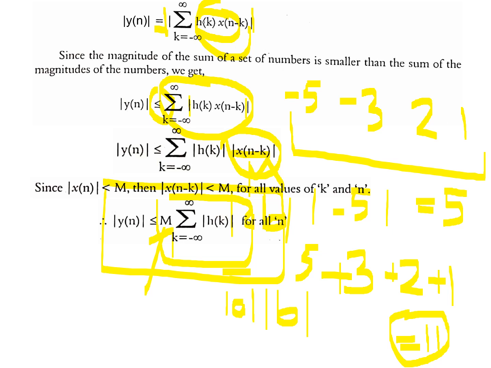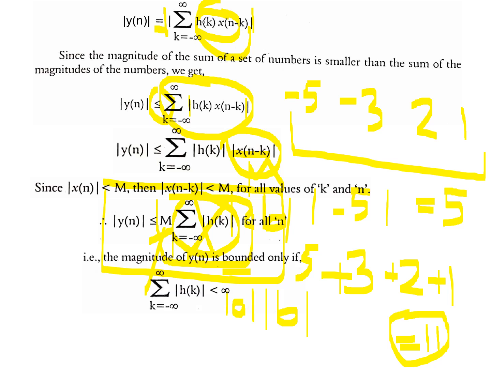Now mod of y of n is finite only when the second term, that is the summation of h of k, if I add all the values of h from minus to plus infinity, is finite. That is, h of k should be absolutely summable. It should be a finite sum. So that is the condition for stability. Now this system is stable provided the impulse response of the system is absolutely summable. This is the condition I am looking for.